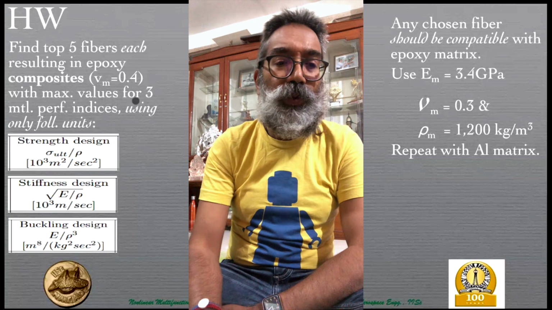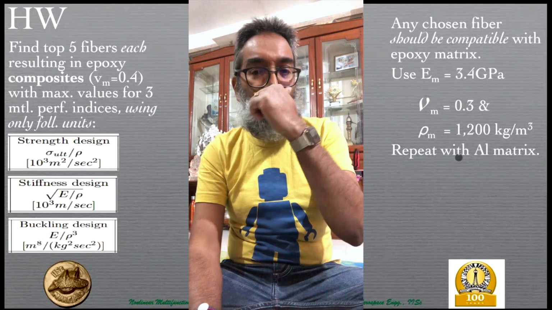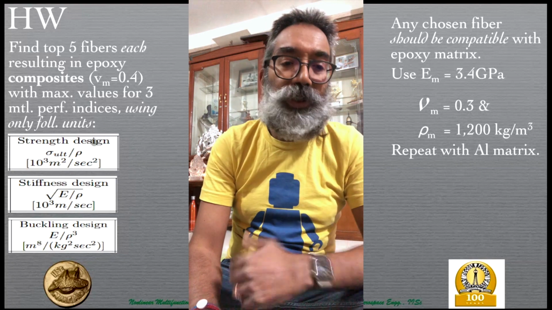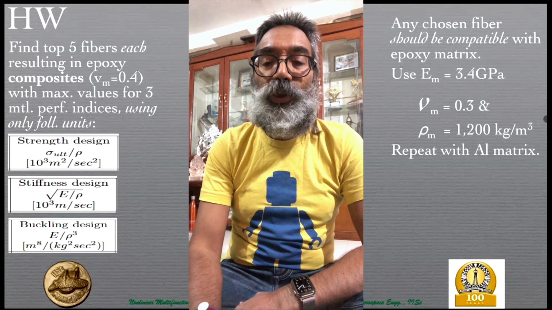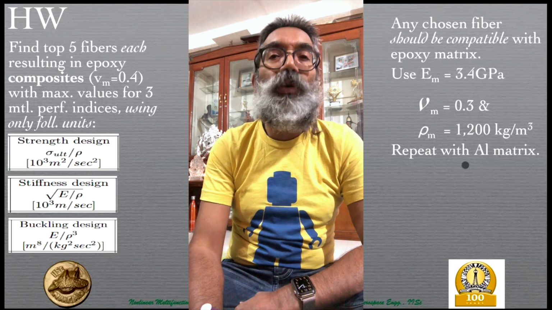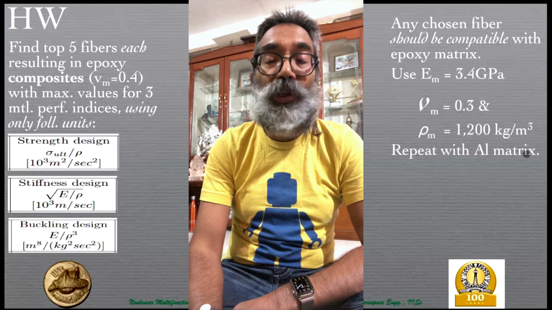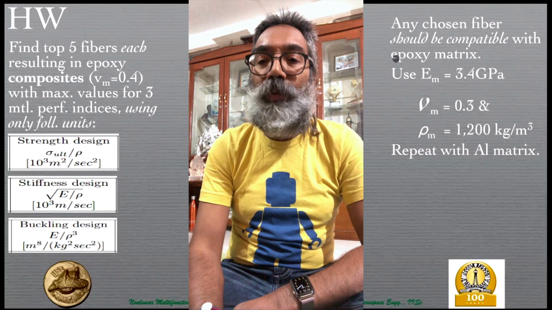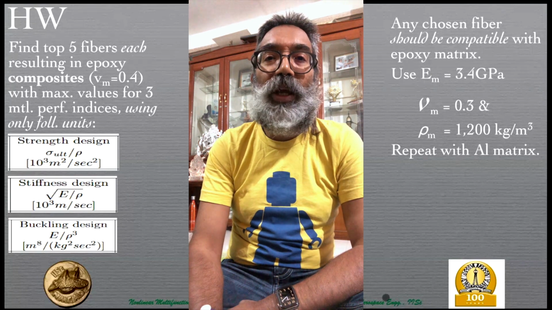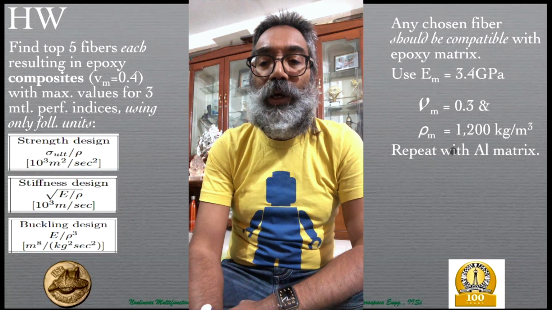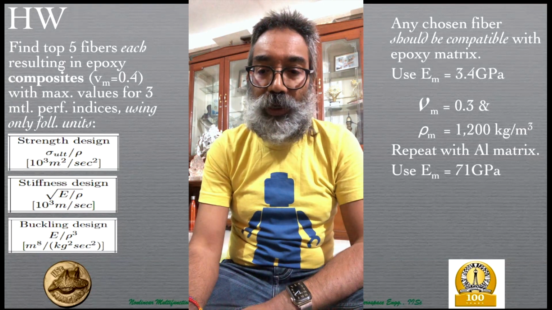Once again, use a volume fraction of 40% for the aluminium matrix and 60% for the top fibers that you choose. So the fibers that you would get in these two cases would be quite different, because what is compatible with epoxy may not be compatible with aluminium. Sometimes they might be, and there might be some commonalities as well. So you do look at all of those aspects in arriving at your conclusion.